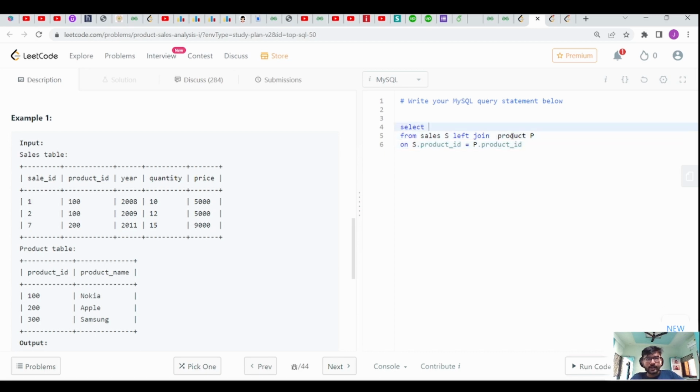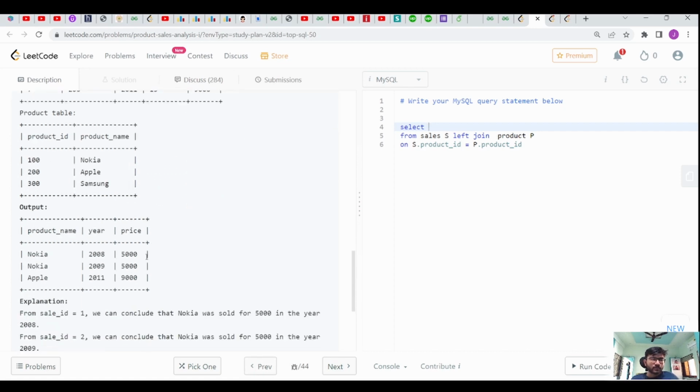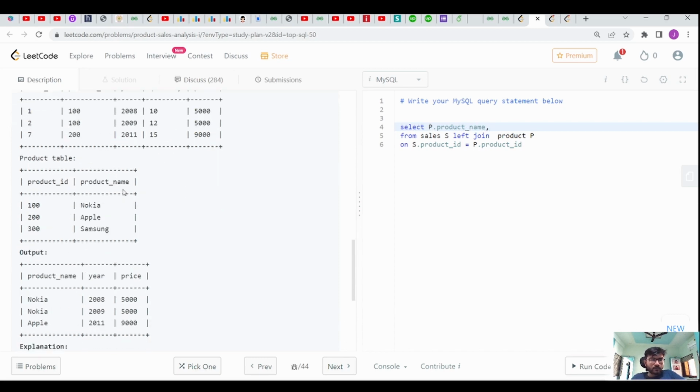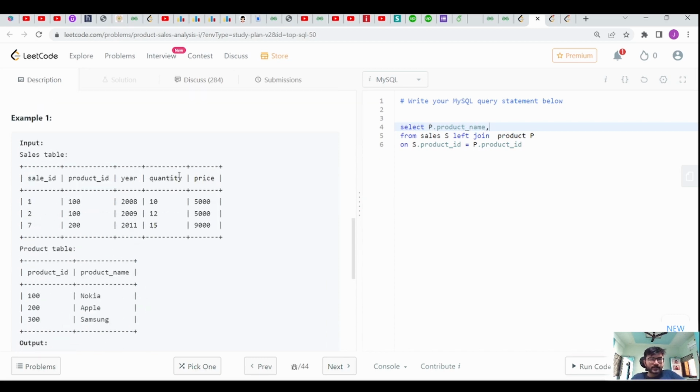Now what do I need to pull? When I join these two tables, I would have 5 plus 2, 7 attributes in my resultant. But I need to pull only certain attributes. The first one is the product name, which is present in my P table, so I would pull P dot product name. Now what else? Year and price. Year and price are again present in the sales table, so I would pull year and price from there.